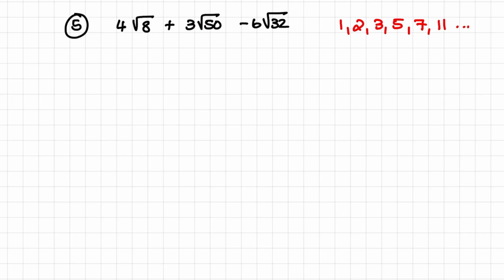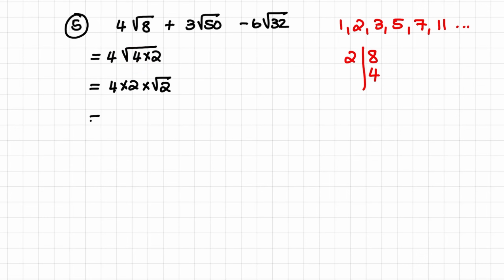So let us start with 8. If I use the factor tree and I divide 8 by 2, that will be equal to 4. So that means that 8 can be rewritten as 4 times 2. And if I continue just with the first term, I can find the square root of 4, which is equal to 2. So it's 4 times 2 times the square root of 2. And if I simplify further, that is equal to 8 square root 2.